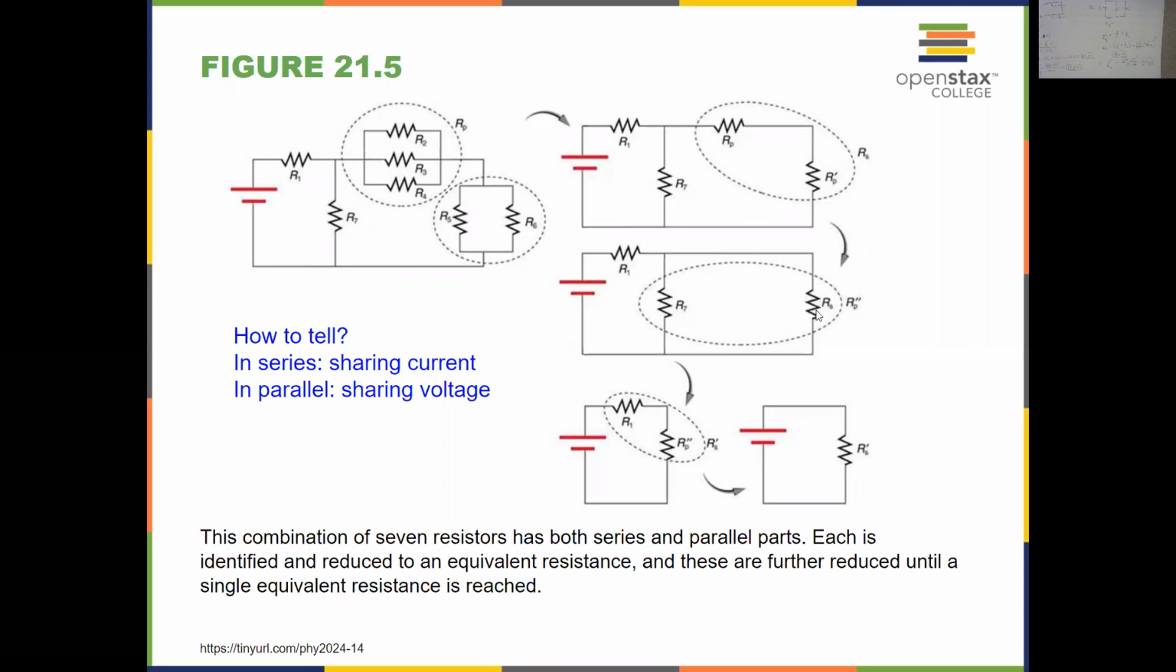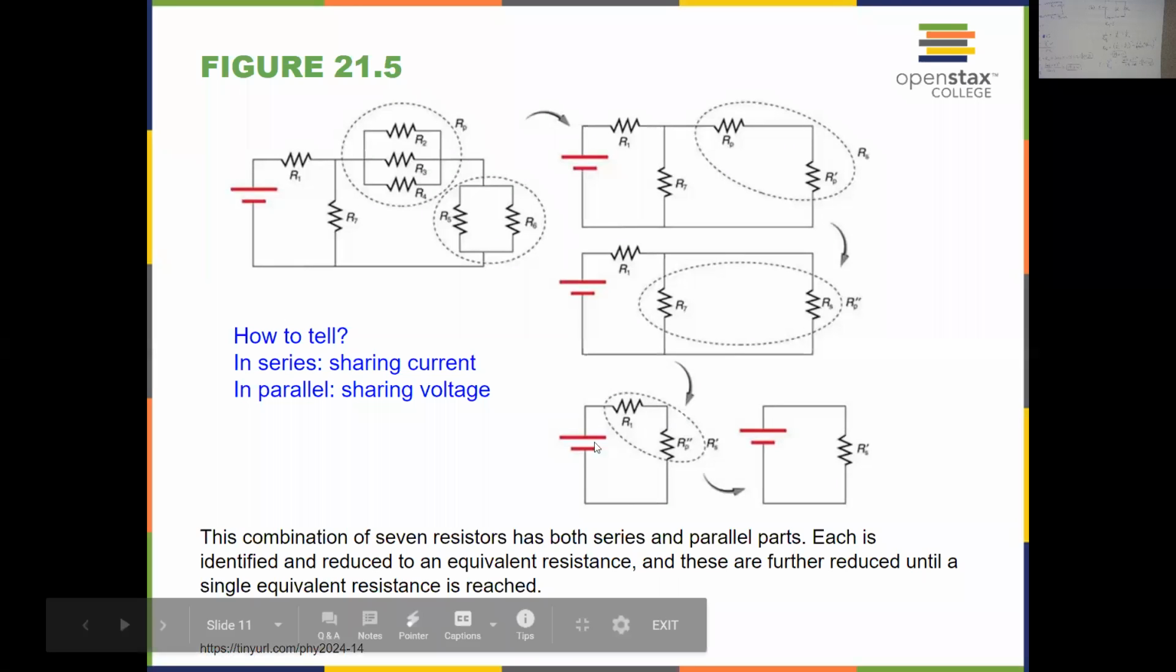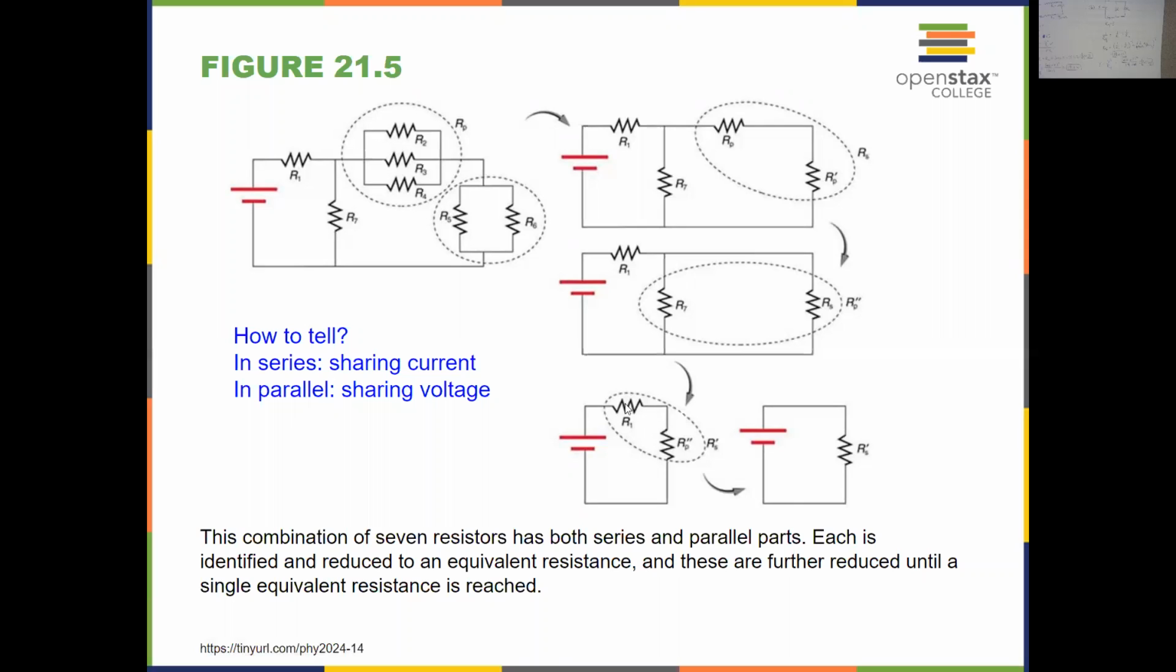Now those three are not purely in series or in parallel, so you check again, and you identify that these two are purely in parallel to each other. Then the circuit reduces to this, replacing those two in parallel with RP double prime. Now the circuit is reduced to this rather simple one. These two are purely in series to each other, so they can be replaced by a single resistor.